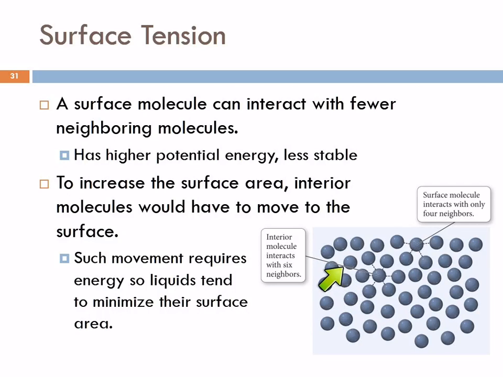And so it's not going to want to do that, because that would be a higher energy state, and everything goes to lower energy. To minimize the energy, liquids minimize their surface area. And the sphere is the shape that has the smallest surface area for its volume. And that's why water droplets are spherical.